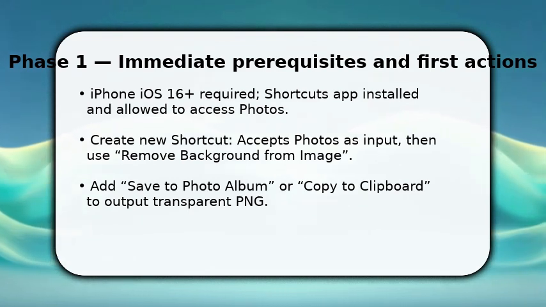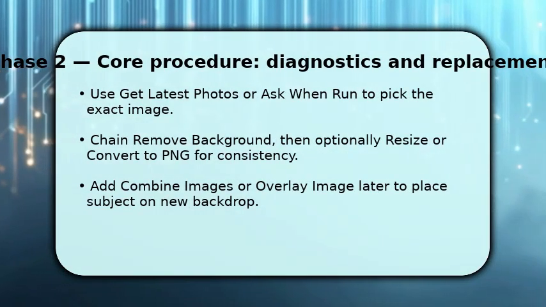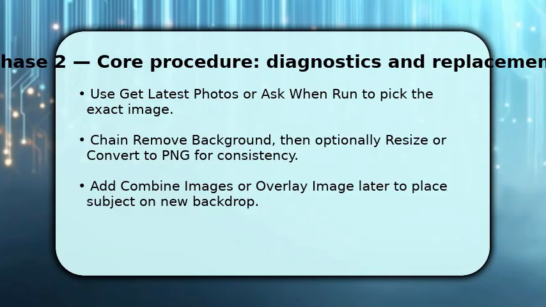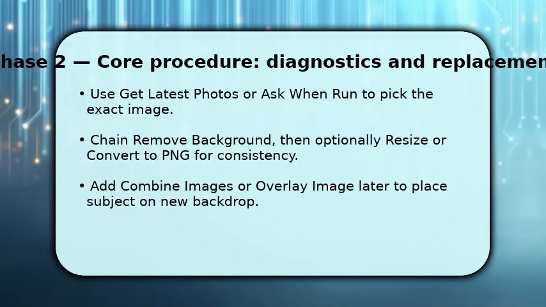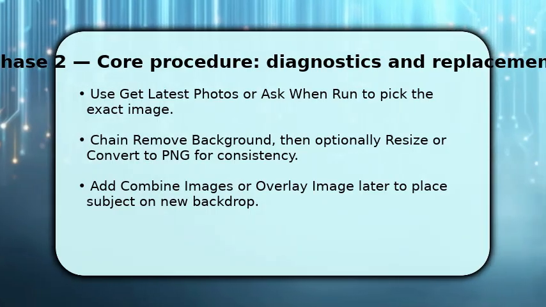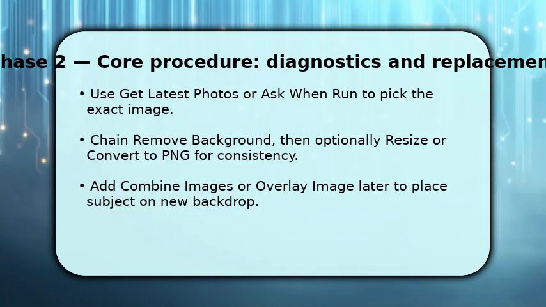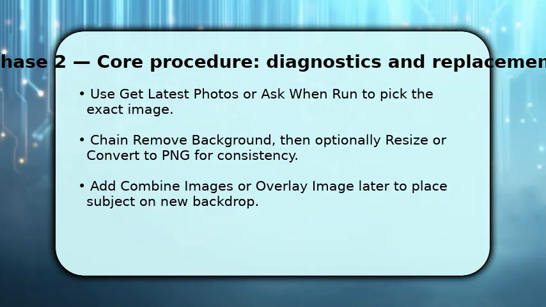Next, refine the shortcut so it fits your workflow. Use Get Photos or Ask When Run to choose the exact shot, then remove the background. If you need a specific size, add Resize Image to set pixels and Convert Image to PNG to keep transparency.